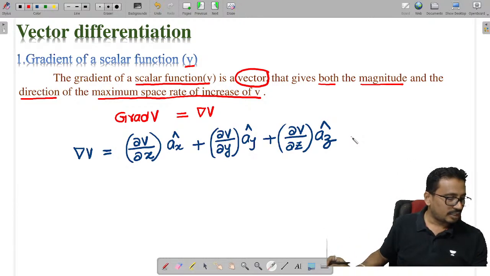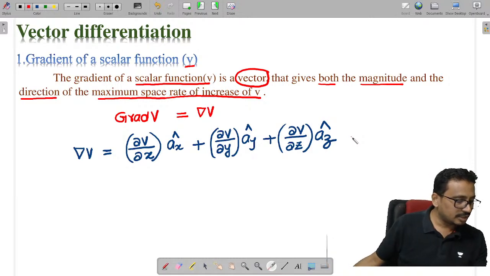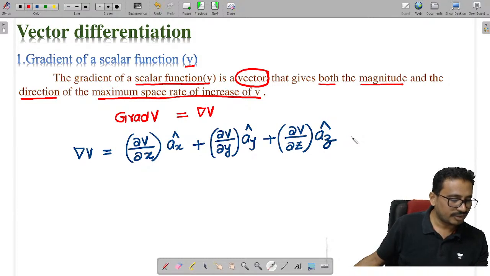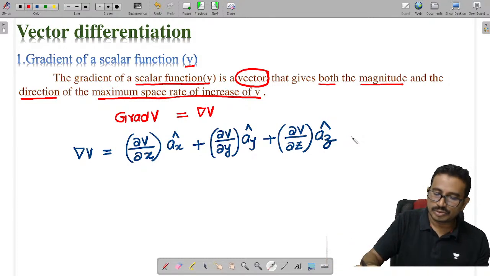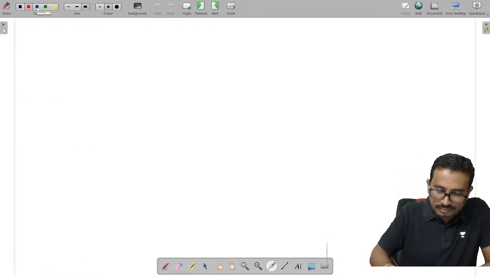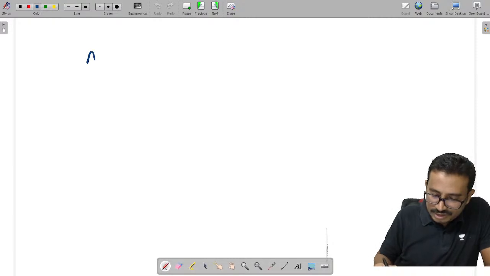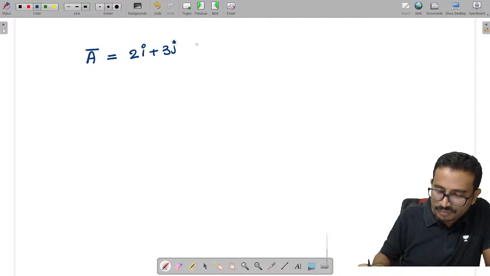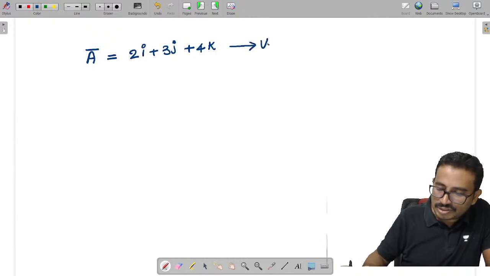Now, what would be a real example of a vector field and scalar field? I know vector and scalar, but vector field and scalar field. Listen now. If I am given something like 2i plus 3j plus 4k, then this is called a vector.